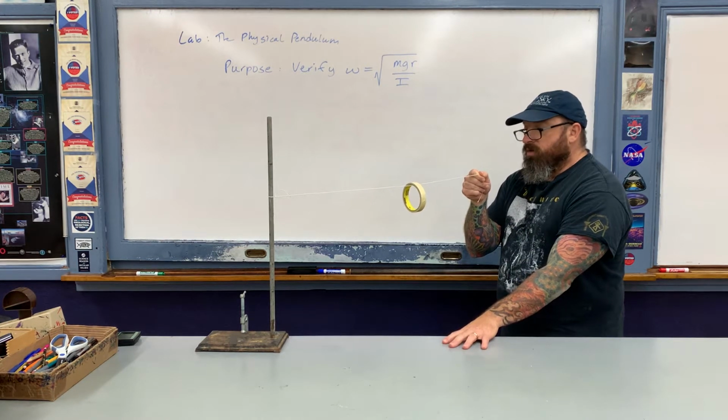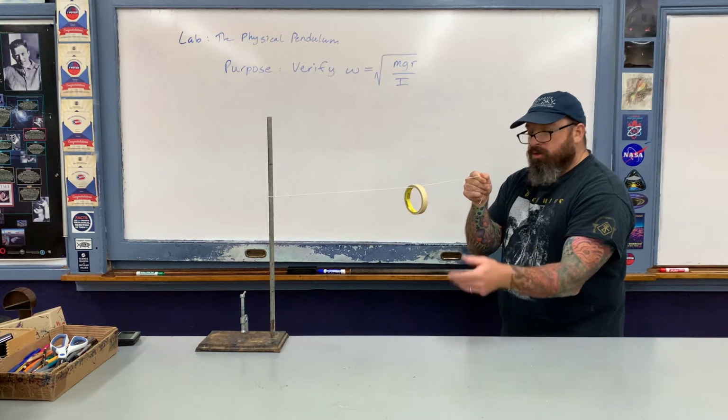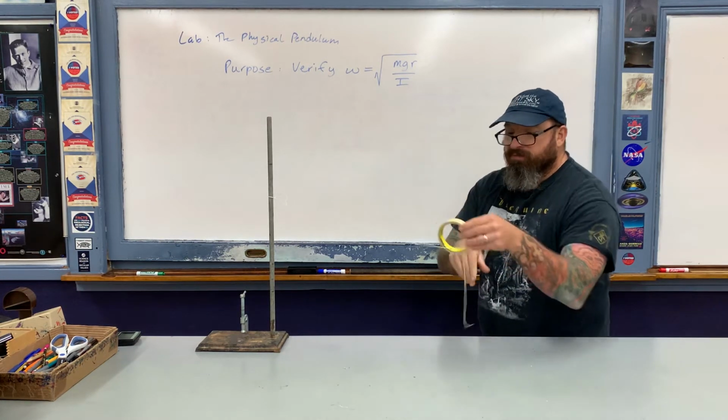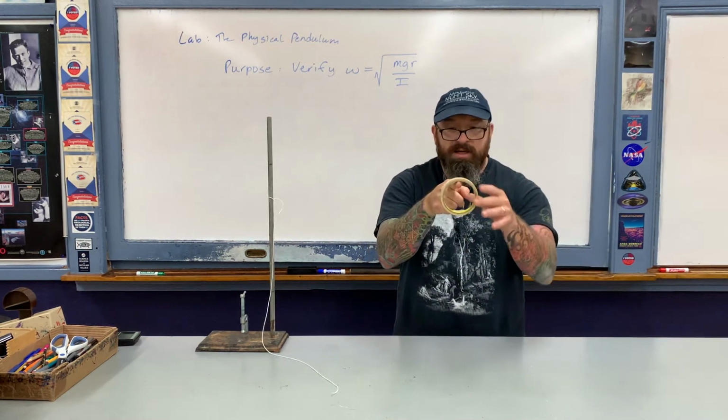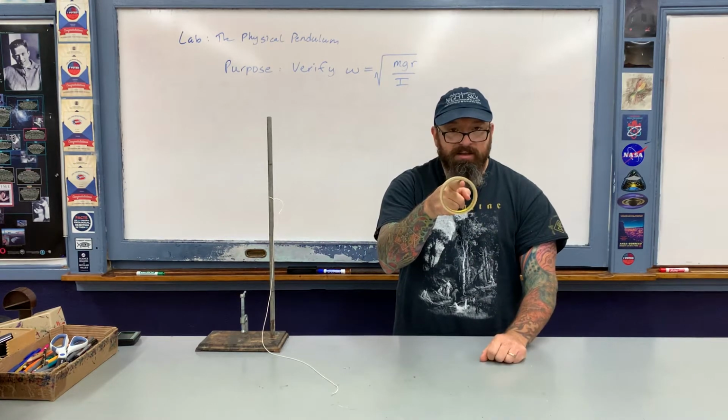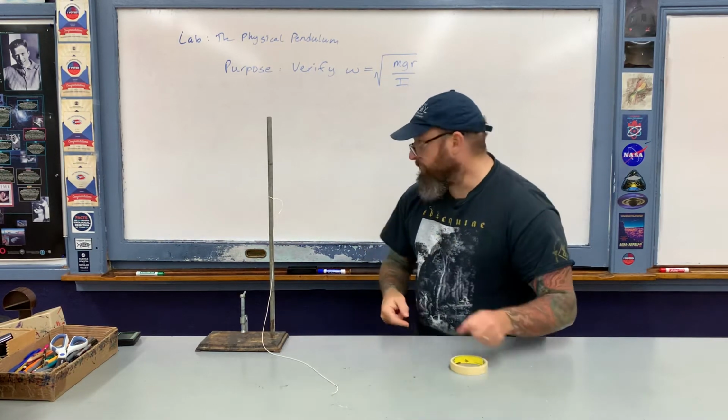And then you do want to make sure that the string here is really taut, so that you just have an oscillation and not a wobble associated with the tape roll. So suffice it to say, the roll of tape is going to oscillate about an axis like this. We're using string in this case.